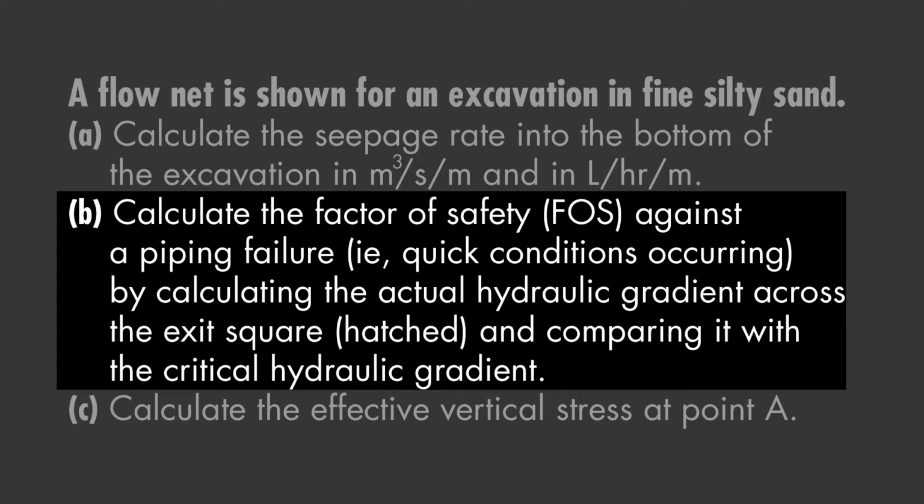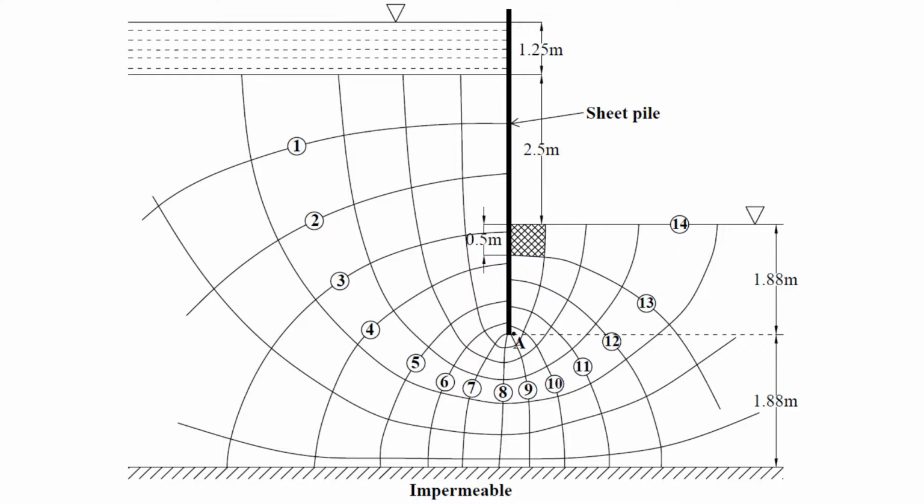Part B of the question asks you to calculate the factor of safety against a piping failure or against a quick condition, which are the same. To calculate the factor of safety against a piping or a quick condition, we need to focus on the exit square, because the exit square is the most probable location for a quick condition or a piping failure to occur. You can see in the flow net diagram, the exit square is shaded. So you have to calculate the factor of safety against a piping failure considering that exit square.